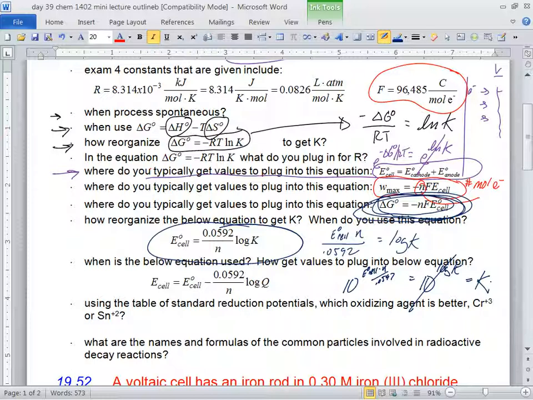What would N be again, Andromeda? What would N be in this expression? The moles of electrons. And how do you get it? The half reactions. Cross out again, right? Moles of electrons that cancel out. Okay.